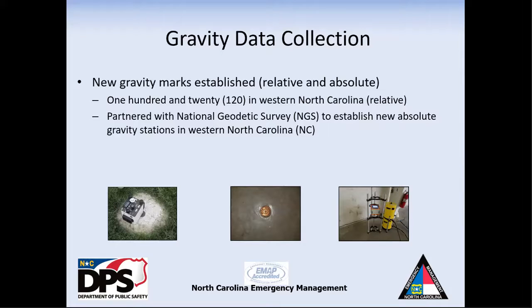Gravity data is used in the models for the new datums, horizontally and vertically. And so we have some voids here in North Carolina. This slide shows, on the left, a relative gravity meter. In the middle is just one of our gravity monuments that we've established. And on the right is an absolute gravity meter. We need the absolute gravity meter to establish starting points for the relative gravity meter. So we're currently working in Western North Carolina, collecting gravity data.